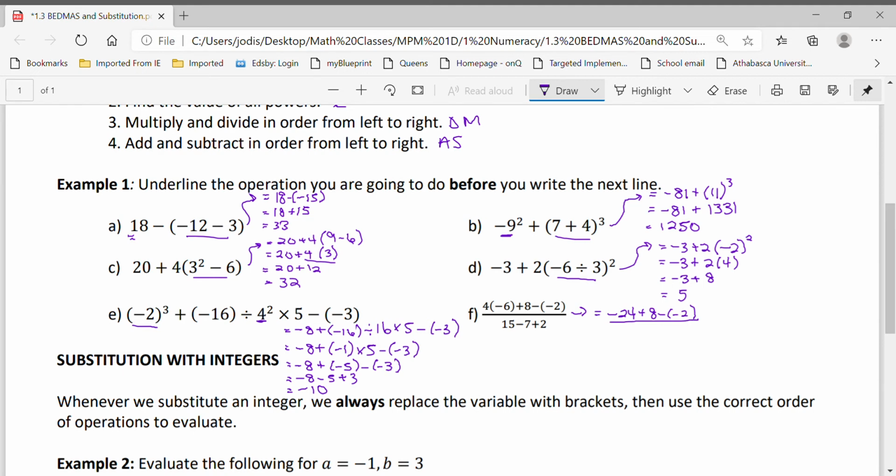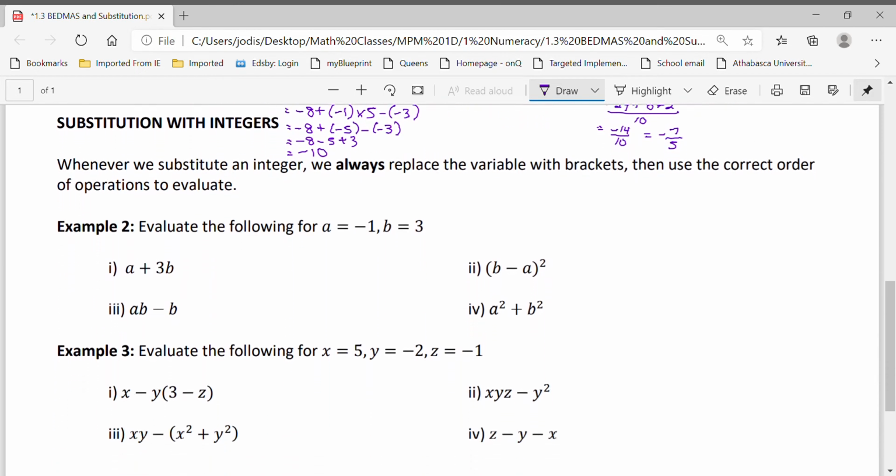And then on the bottom, we can treat that as a separate thing altogether. We can actually just simplify this bottom right away because it's just adding and subtracting. So 15 minus 7 is 8, and 8 plus 2 is 10. On the top, now we just have adding and subtracting. If you want, you can simplify your signs. Negative 24 plus 8 plus 2, and it's all over 10. So negative 24 and basically plus 10 would give us negative 14 over 10. We haven't really talked about it yet, but you should always reduce fractions to lowest terms. So we could call this negative 7 over 5 if we divide top and bottom by 2. Okay, so those would all be done.